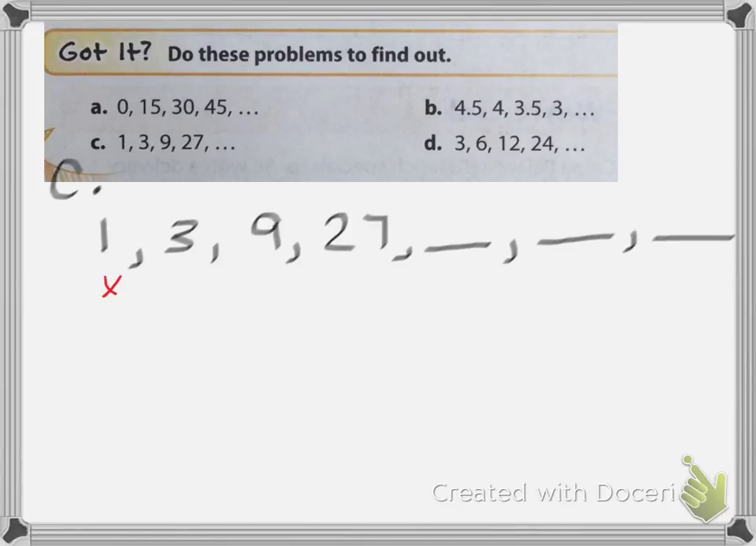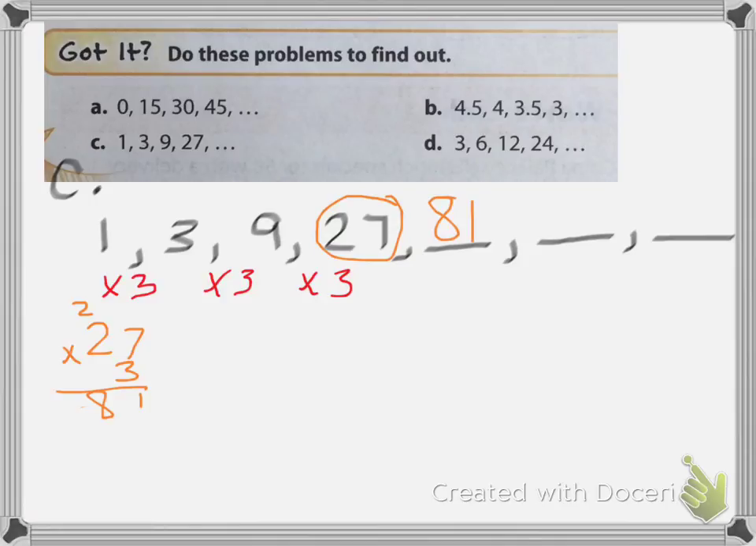So now I've decided it's going to be times 3, times 3, times 3. So now to find the next number in my sequence, I am going to take 27, which we got from right here, and I'm going to multiply that by 3. Let me go ahead and move this up just a smidge so we've got room for our explanation. So after we do the multiplication there, we find out that the next number in our sequence is 81.